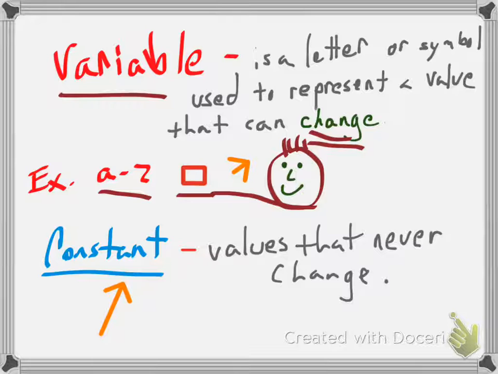Okay, a constant. A constant, y'all all know. You just never called it really a constant. A constant is just a number that never changes. Like 2 is always going to be 2 because 2 is 2. And it's always 2. It never changes. It never will change.